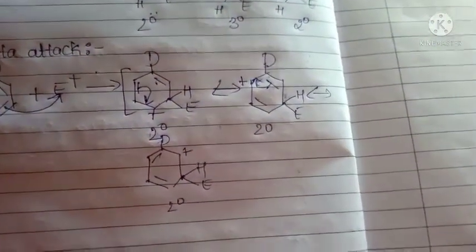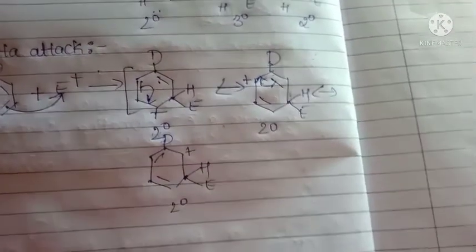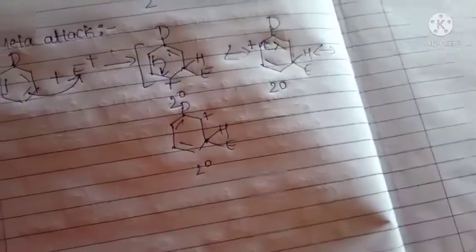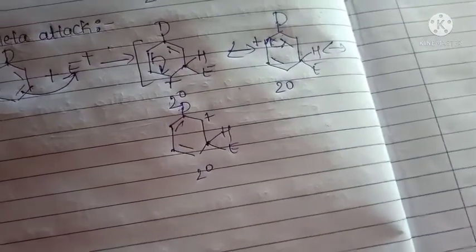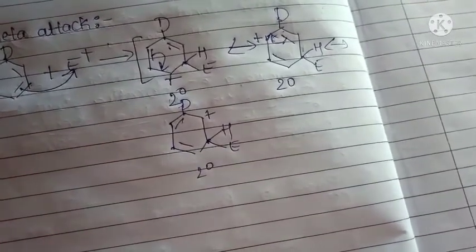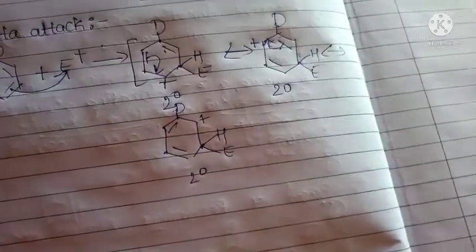In both ortho and para attacks, one carbocation is tertiary. In the para position you have to see one tertiary is present, and also in the ortho position one tertiary is present, but in the meta position both are secondary. Tertiary carbocation is more stable than secondary carbocation. So ortho and para attacks take place when an electron donating group is present in the benzene ring.